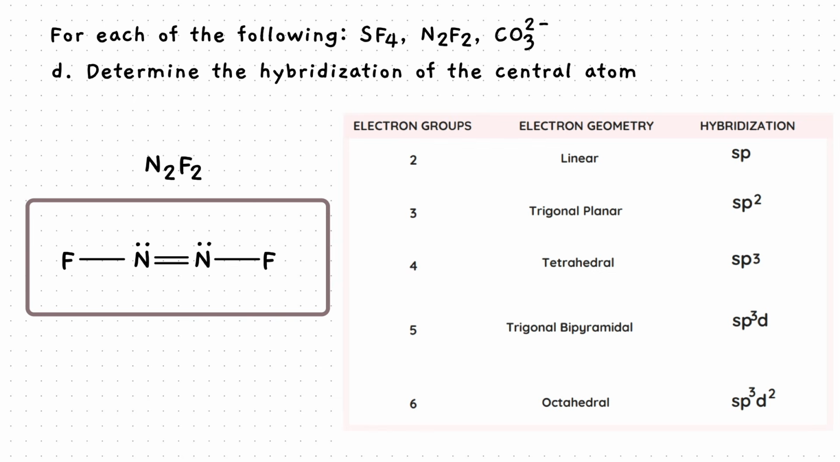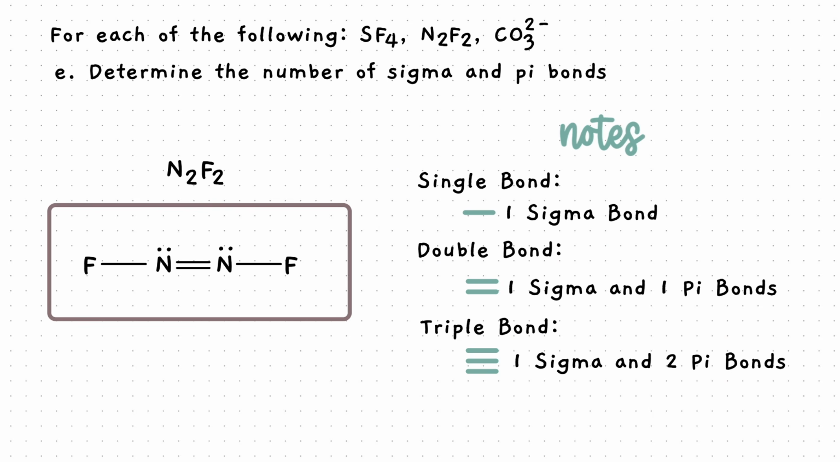Part D is hybridization. To find this, we will use the electron geometry we previously found, and our hybridization is sp2. For part E, we know that each single bond has one sigma bond, and the double bond consists of one sigma and one pi bond. We have a total of 3 sigma bonds and 1 pi bond.